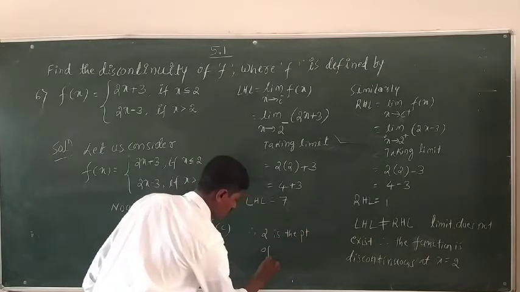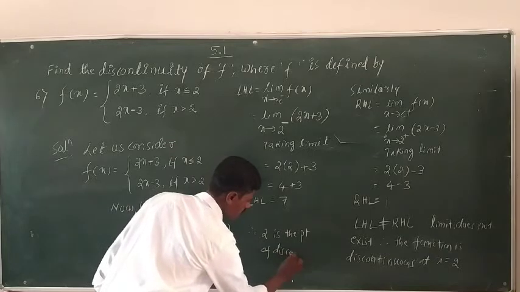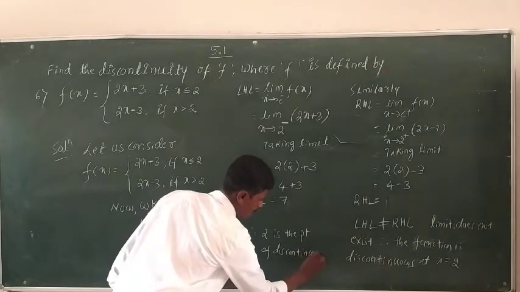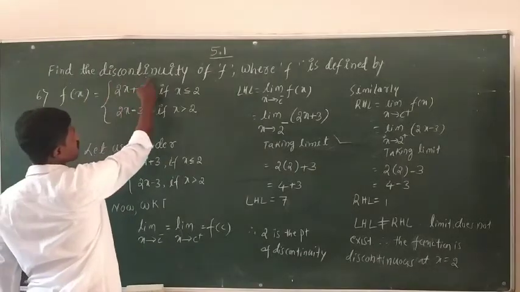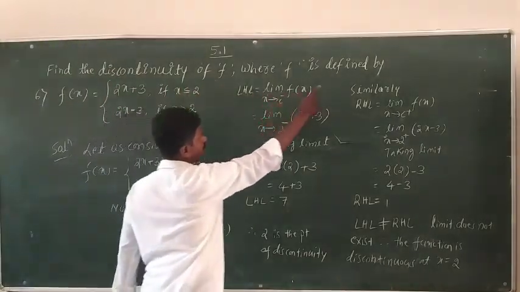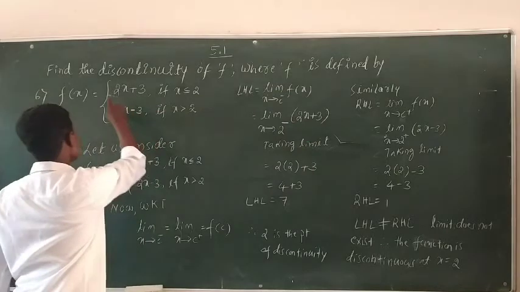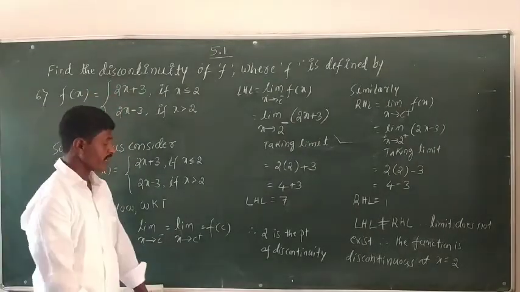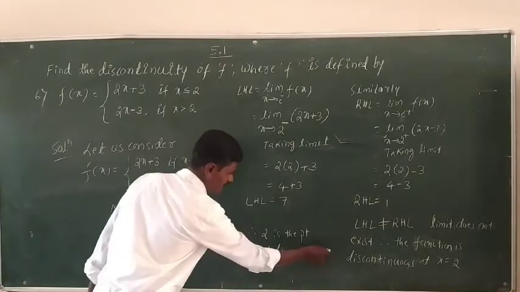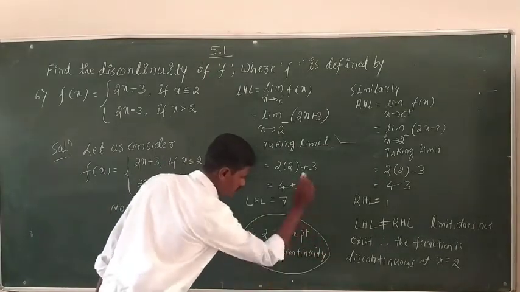point of discontinuity. What did they ask? Find the discontinuity of f, where f is defined by this. So they asked for the point of discontinuity if it exists. Yes, here 2 is the point of discontinuity.